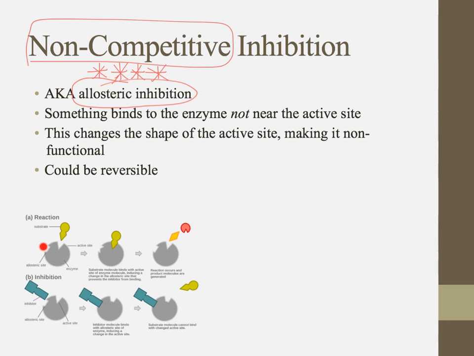Again, here's our enzyme that's supposed to take this substrate and split it into two. Let's say some kind of an inhibitor binds to what we call the allosteric site. Again, notice that is not on the active site. It's somewhere else on the enzyme. When it binds there, it changes the shape of the active site, and now this substrate can't fit in there.